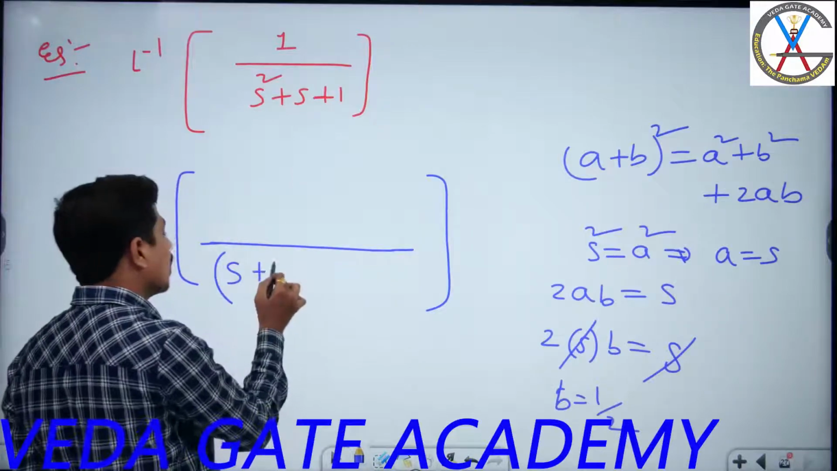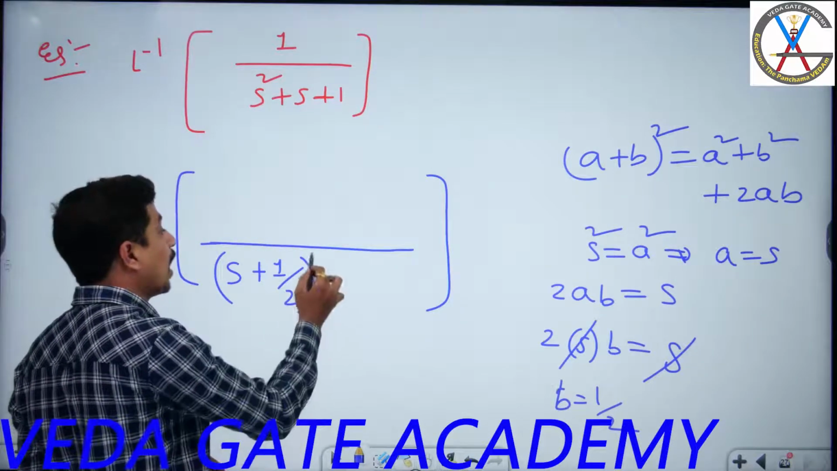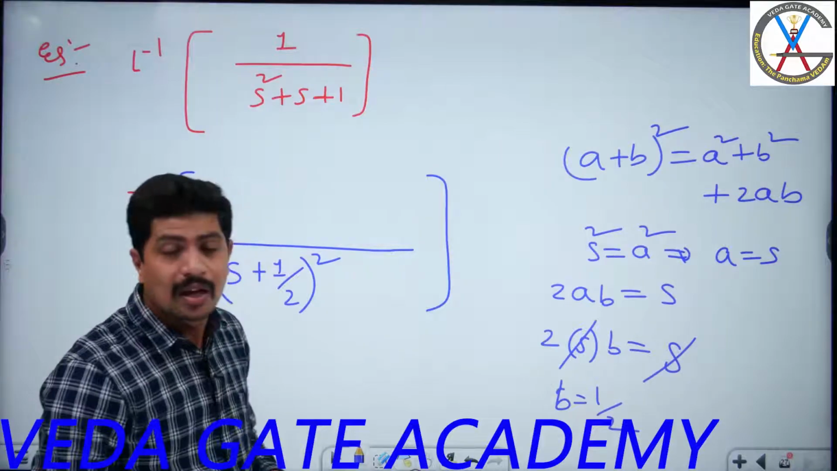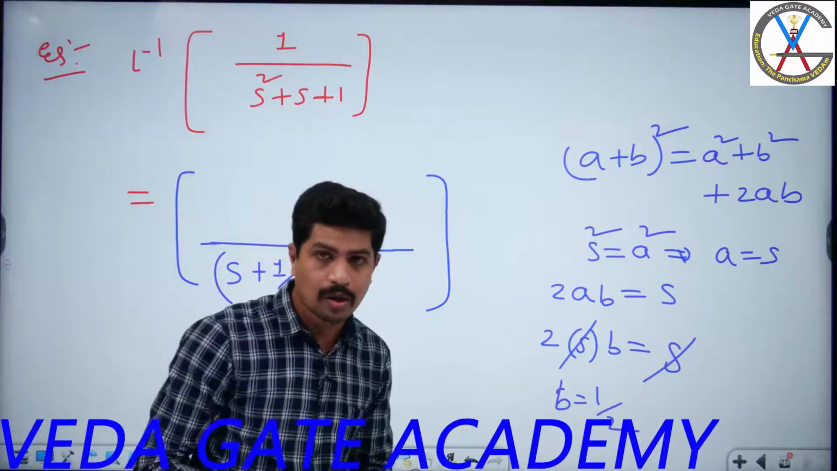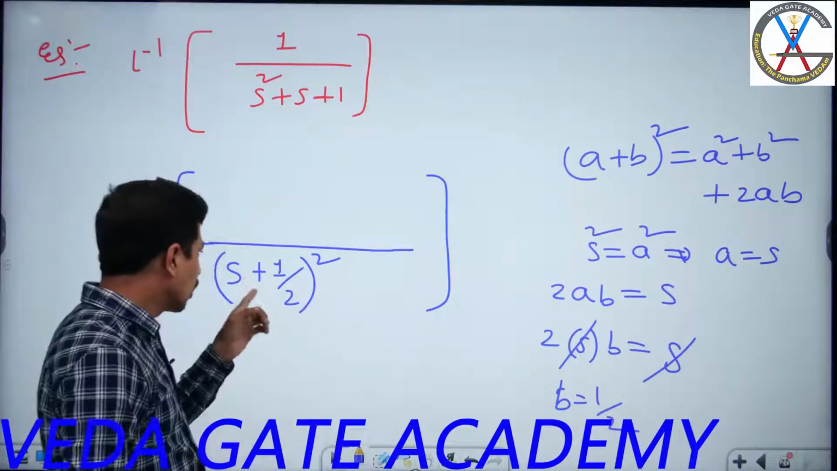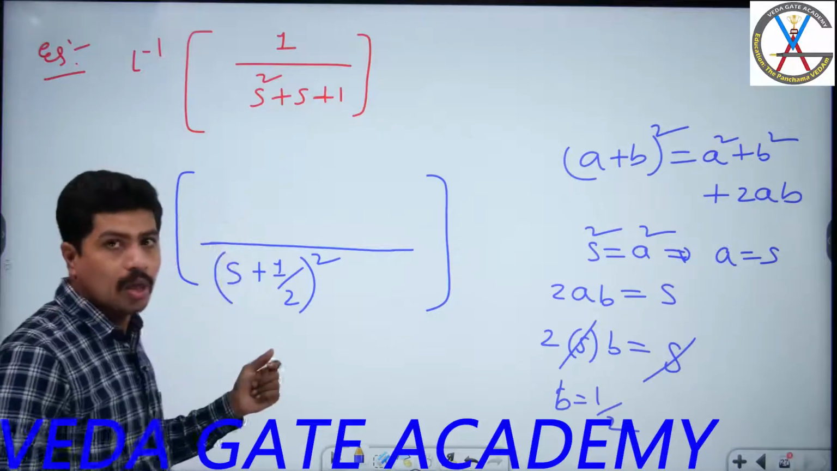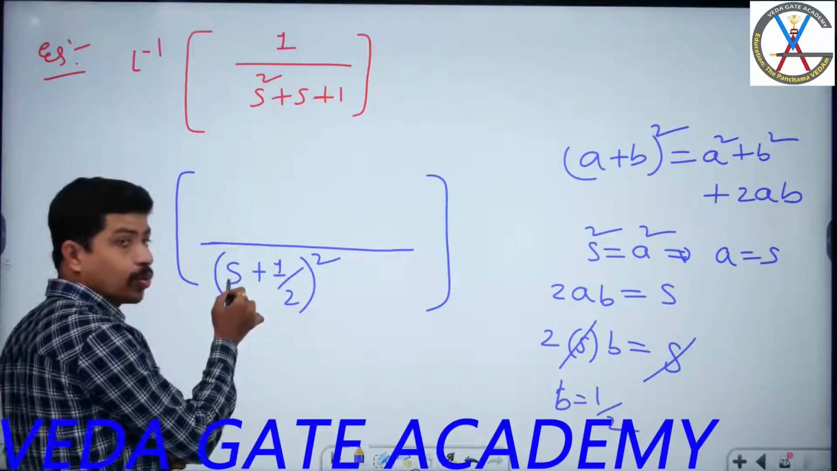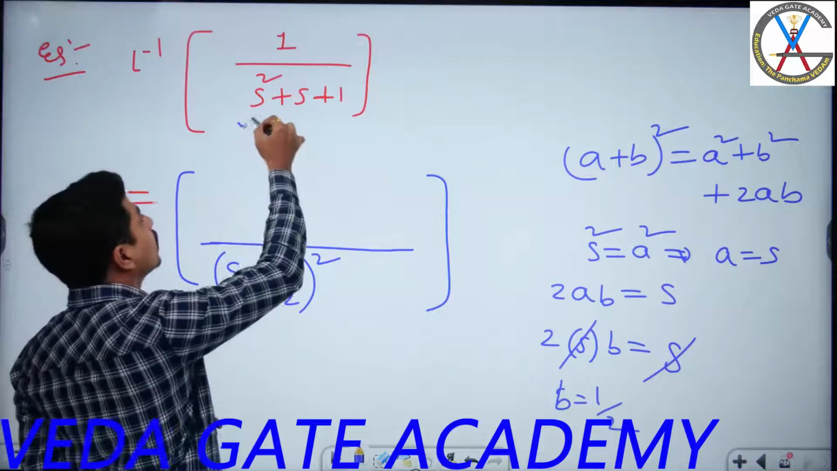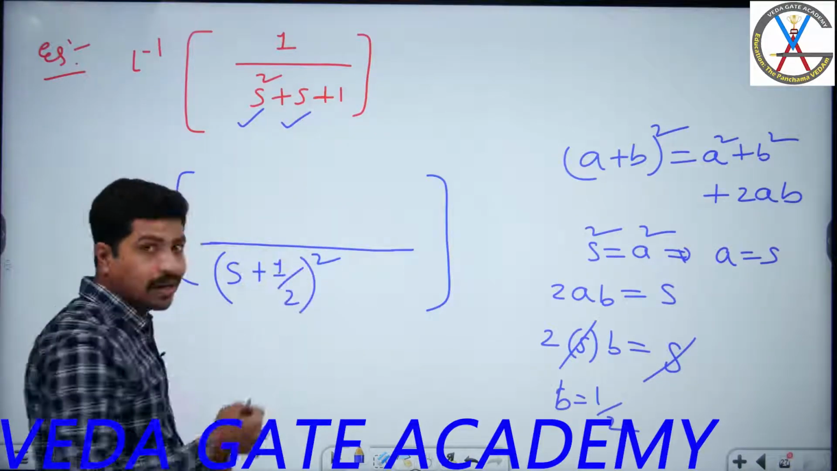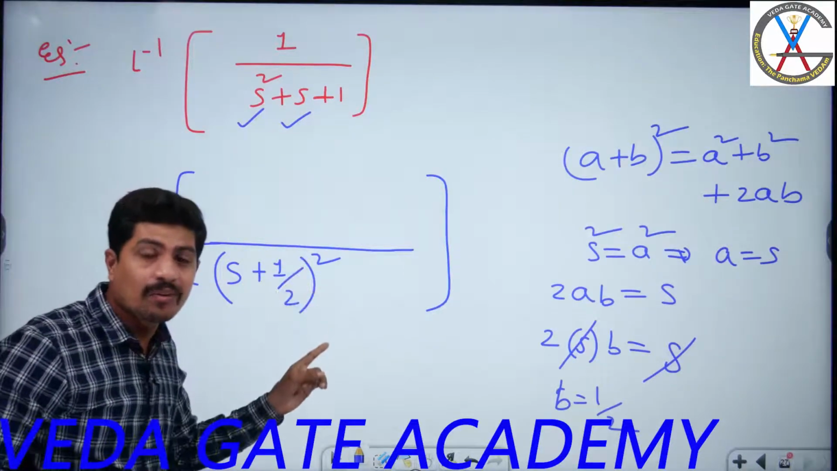Now write this one as s plus 1 by 2 whole square. Now observe here. We wrote it as s plus 1 by 2 whole square. Expand it. S square, 2ab, 2s into 1 by 2. Yes, this is tallied. But this is not tallied. Why? B square is what? 1 by 4 we are getting.